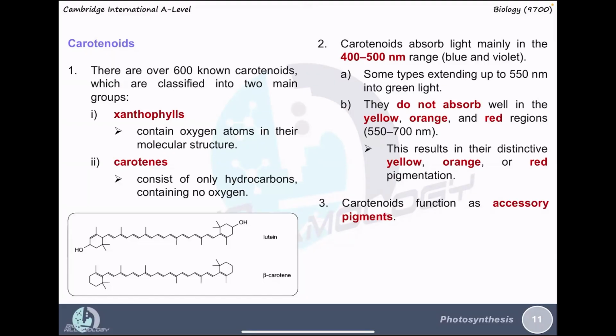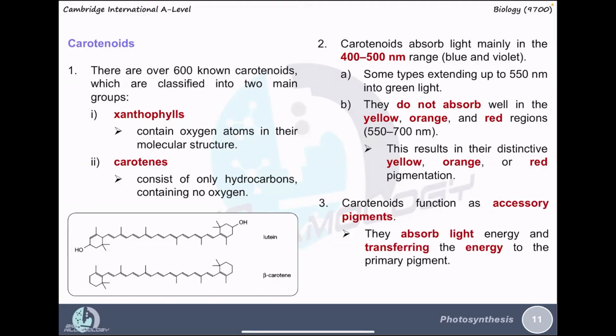As we know, carotenoids function as accessory pigments, so their role is to absorb light energy which cannot be absorbed by other pigments. By doing so, they increase the range of light wavelengths that can be absorbed by the photosystem. Once they absorb the light energy, they transfer this light energy to the primary pigment, which acts as a reaction center, depending on whether it is photosystem 1 or photosystem 2.